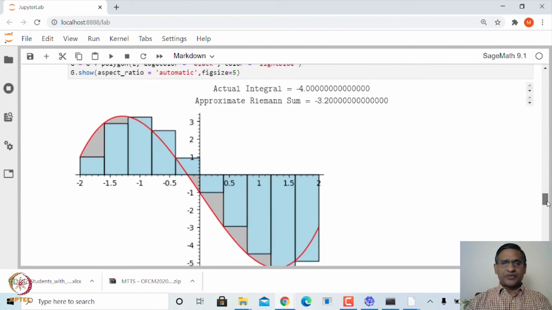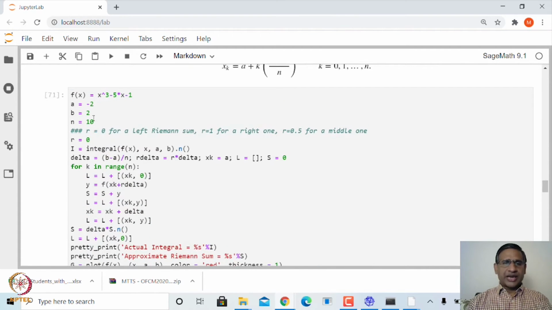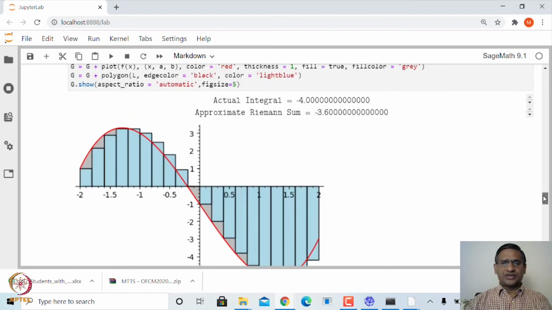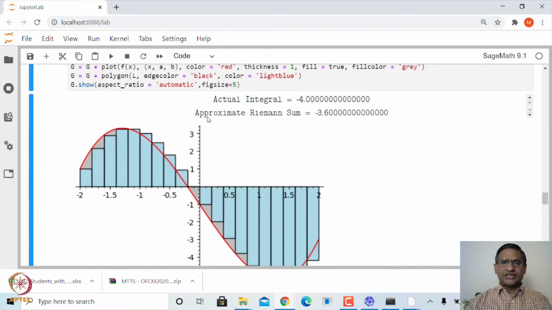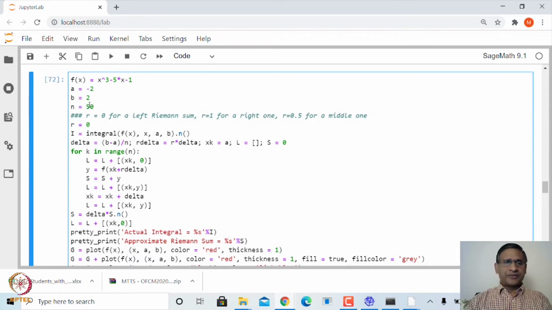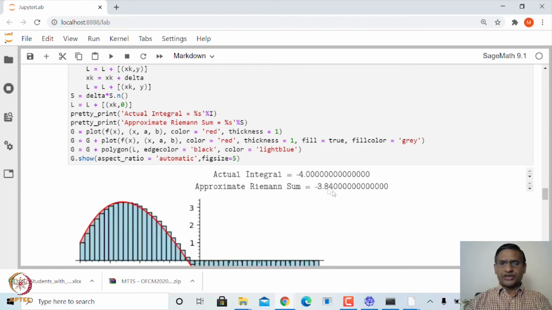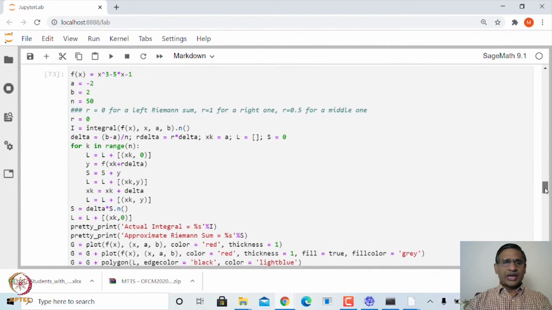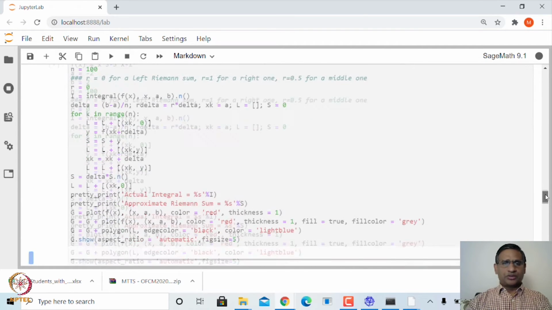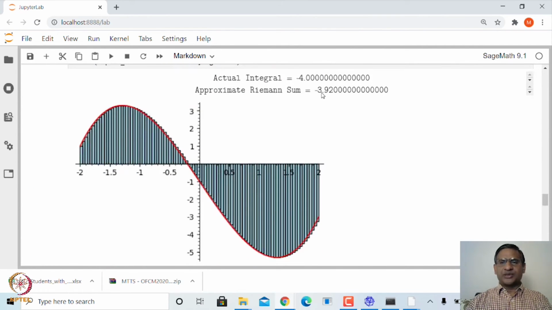If you try to see what the approximate area is when you take the left end point, and let us say we divide this interval into 20 equal parts, then the value of the actual integral, which is calculated using SAGE, is minus 4, whereas this approximate area is minus 3.6. When you increase the number of intervals, let us say make it 50, it is minus 3.84, which is somewhat closer. And if you increase further, let us say make it 100, you will get much closer: the approximate area is minus 3.92, whereas the actual is minus 4.0, and so on.